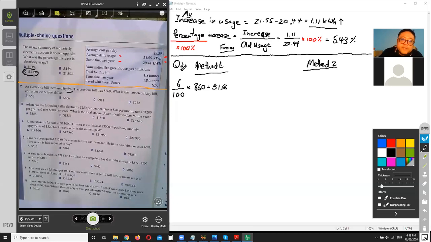Now, 51.6, what does that represent? How much it goes up by, in dollars. So that's in dollars, and the original bill is $860 in dollars too. Got it? So now that we know the original bill is $860 and this is how much it goes up by, what is the question asking for, and how can we get there?